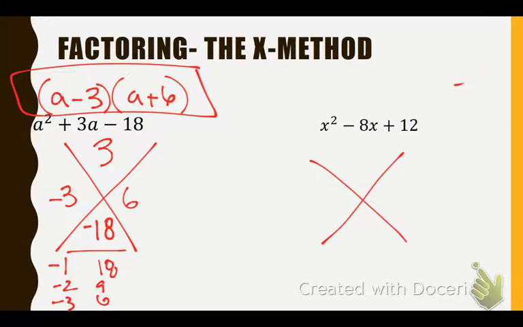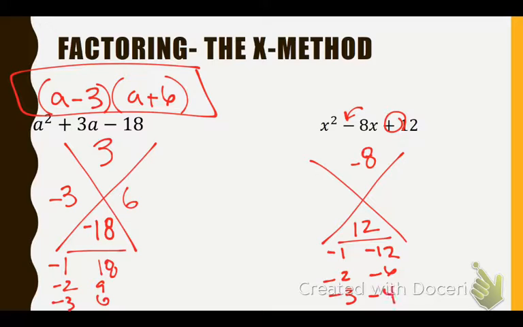All right, the second. In the top, you have negative 8. In the bottom you have 12. So are they going to be the same sign or different signs? Same sign, and they're both going to be negative. So -1, -12, -2, -6, -3, -4. Which of these add up to -8? -2, -6. So x minus 2, x minus 6. Boom.